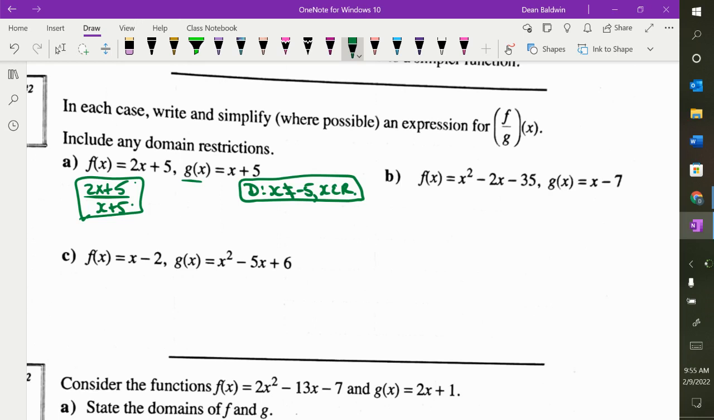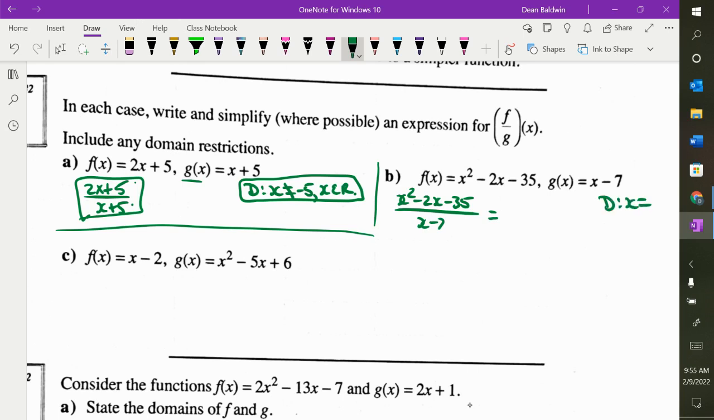All right, B. F over g. So x squared minus 2x minus 35 over x minus 7. What's my domain restriction? X cannot equal 7. What do I do? Factor. What multiplies to negative 35 and adds to minus 2? Negative 7 and 5. Are you guys seeing a pattern here?